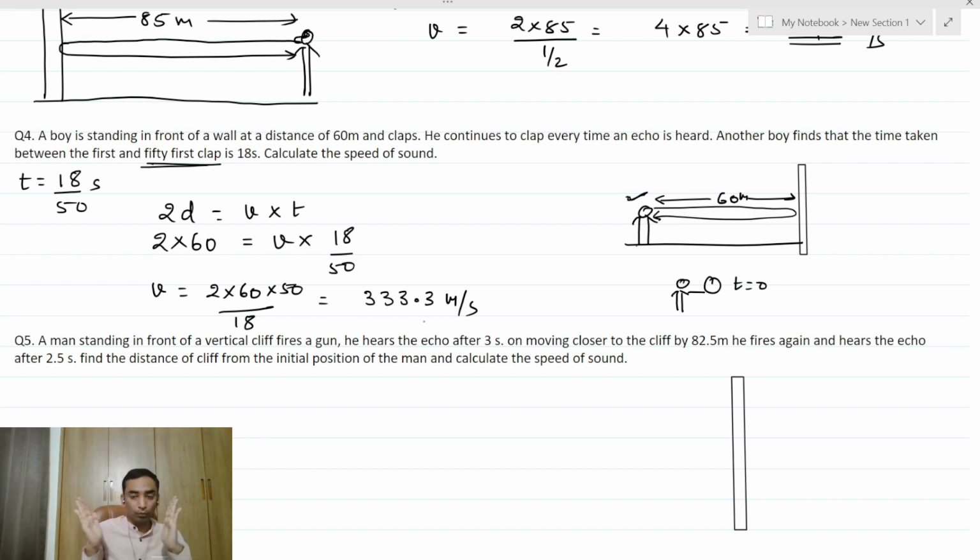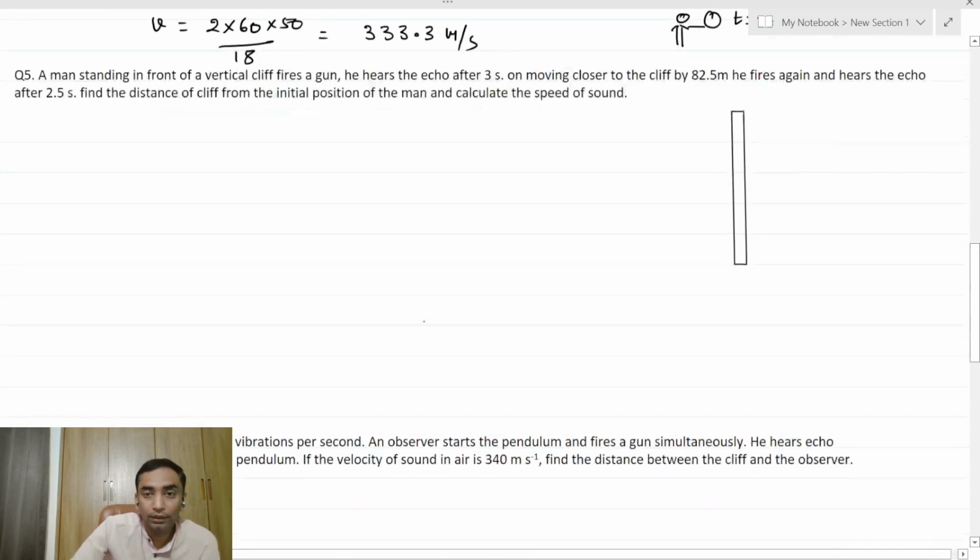Please understand, one time clap and the sound goes towards the hill and again comes back, he's clapping. So the time gap between two claps is 18 by 50, and that is the time in which the person hears the echo, and that is the time in which the sound wave travels twice the 60 meters distance. So this is how it is done.